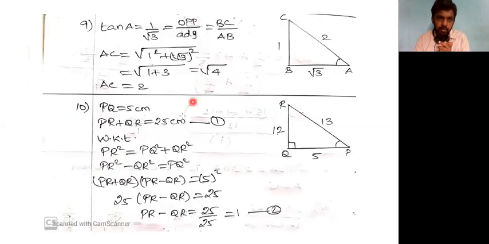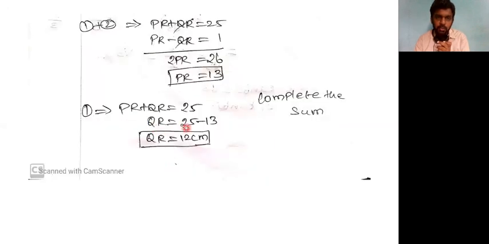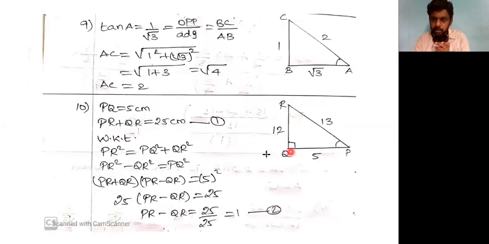Substitute this value in the first equation. 13 plus QR is equal to 25. Therefore, QR is equal to 25 minus 13. QR is equal to 12. So PR is equal to 13, QR is equal to 12, PQ is equal to 5.